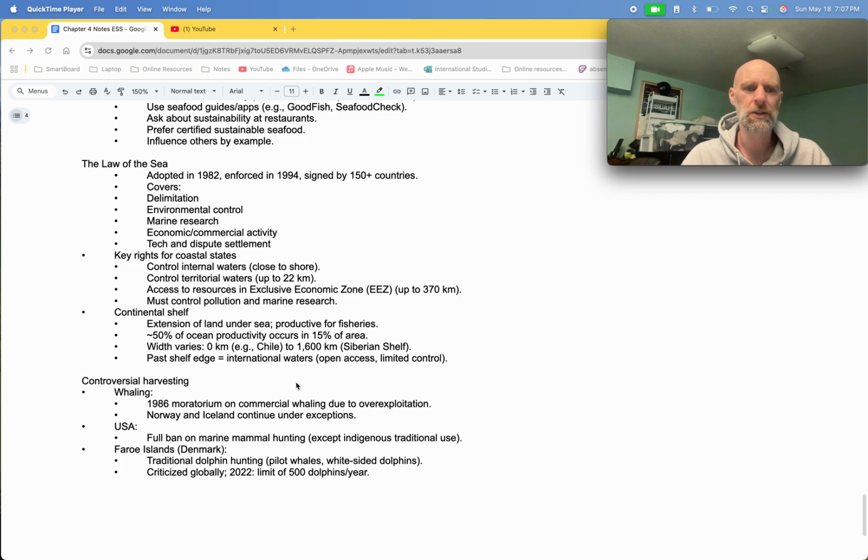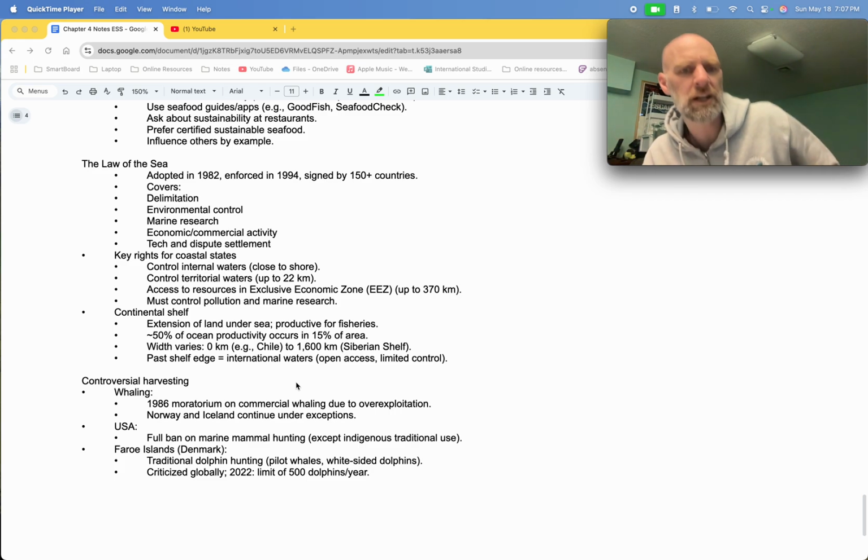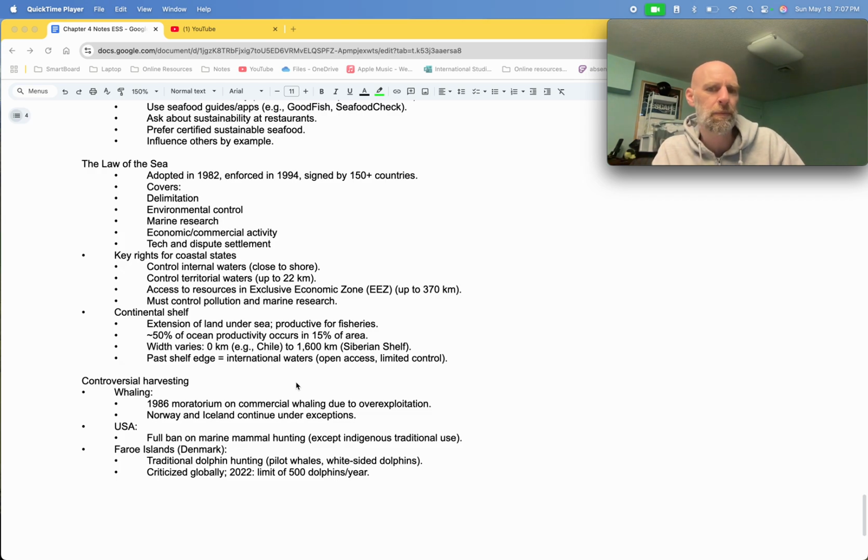The continental shelf is an extension of land under the sea, productive for fisheries. 50% of ocean productivity occurs in 15% of the area. Width varies, from 0 kilometers in Chile, because their continental shelf is right there, to 160 kilometers out at the Siberian shelf. So, yep, it goes a ways out.